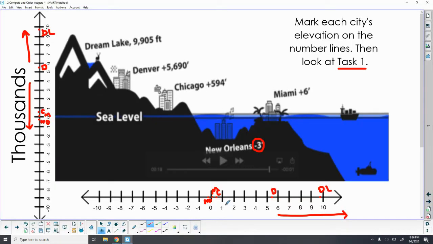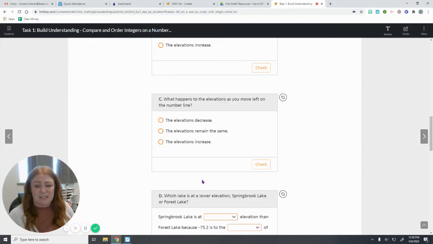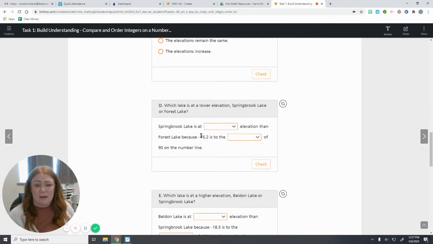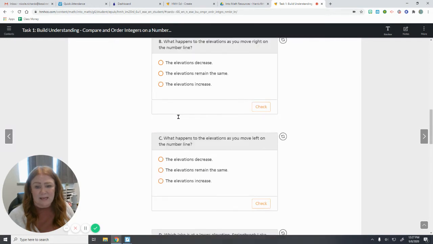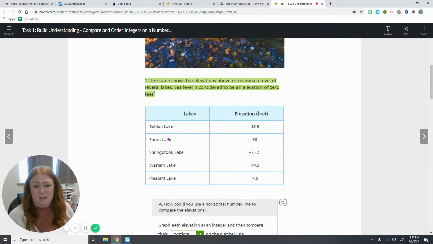So as we're moving left and this way, what's happening to the elevation? Are they decreasing, remaining the same, or increasing? Hey, which lake is at a lower elevation, Springbrook or Forest Lake? So we're going to come look here. So we've got Springbrook and Forest. So we're looking at these ones here.